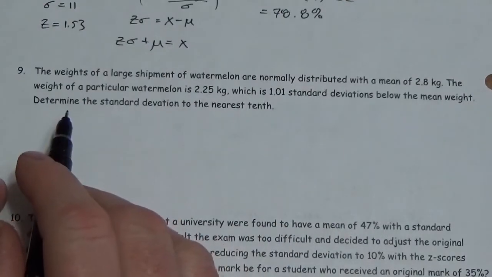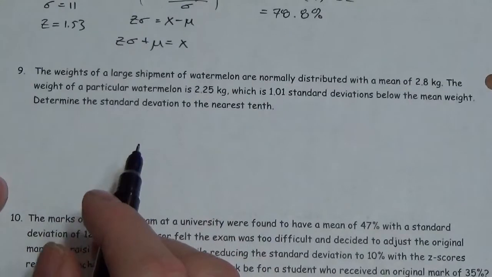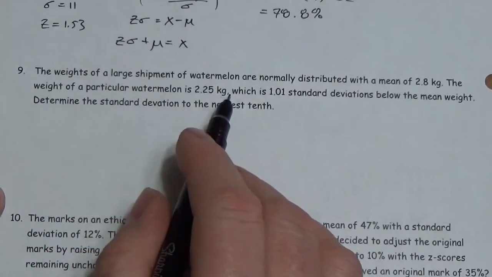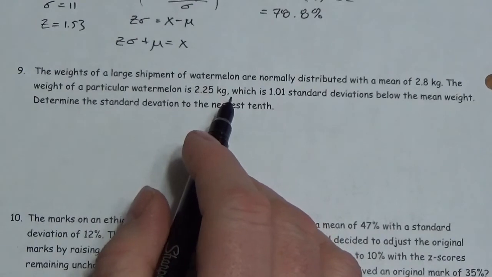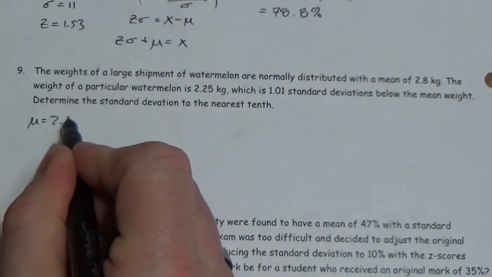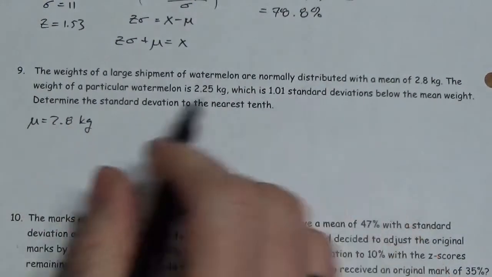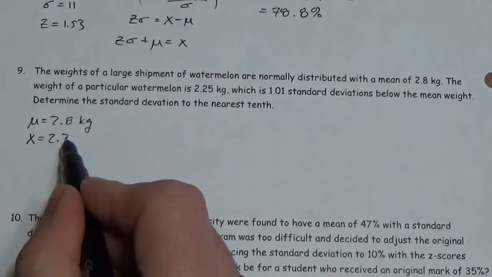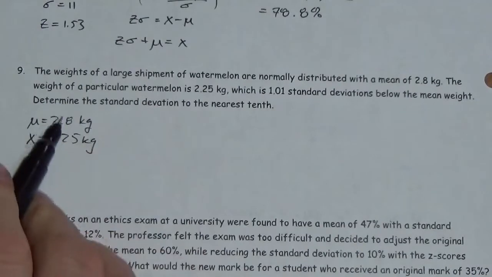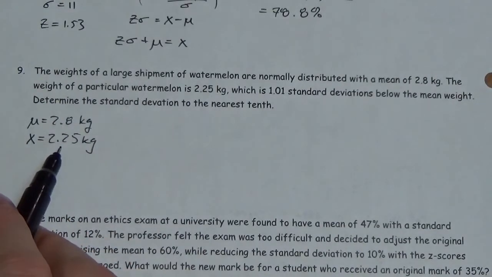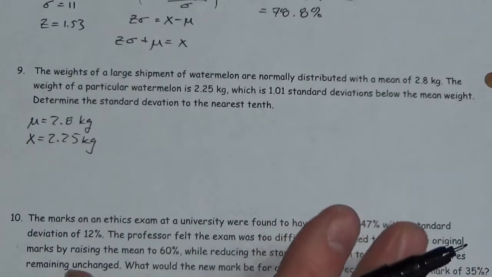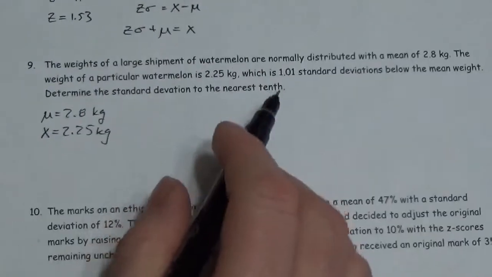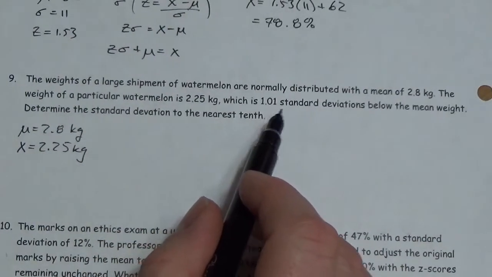Okay, for this problem, a similar sort of problem to the one that we just did, just looking for a different value here. It says the weights of a large shipment of watermelons are normally distributed with a mean of 2.8 kilograms. The weight of a particular watermelon, so that's going to be an X value there, is going to be 2.25 kilograms. Now notice it's below the mean. So without even going any further, I suspect that its Z-score would be negative. And this is 1.01 standard deviations.